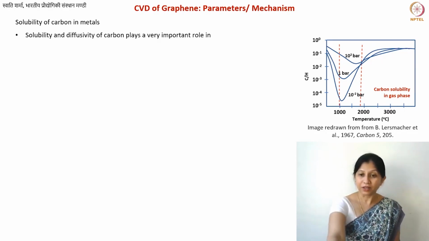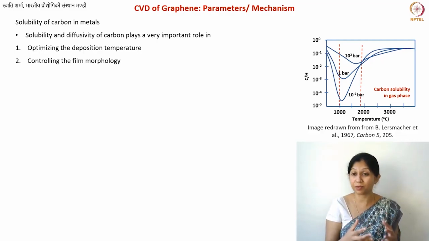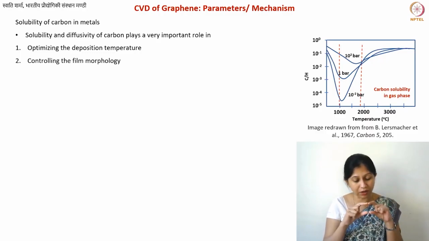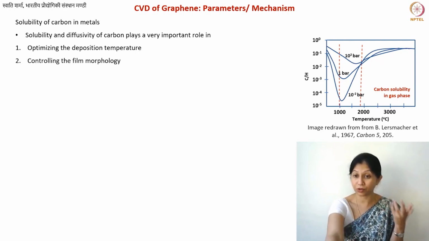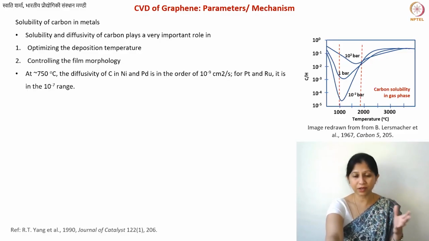Okay. Fine, so solubility is important to us, diffusivity is important to us. How can you work with these parameters? You can optimize the deposition temperature according to these kind of curves. And you can work with the pressure, of course, and then the minima can also shift slightly. Then you can also control the morphology of your film, the morphology of your substrate film. And that will also make a difference to your solubility. Okay, so these are some values I have taken from this publication. 750 degree centigrade.